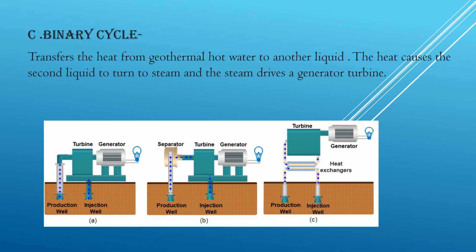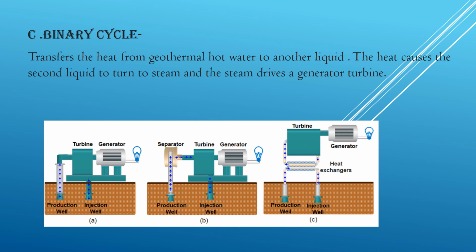Here, three pictures are given. In these three, the first one is the dry steam plant, the second one is the flash steam plant, and the third one is the binary cycle power plant. In the first one, the dry steam plant, the turbine, generator, production well, and injection well are shown. When steam comes directly from a geothermal reservoir to turn the turbine and generator, it produces electricity.